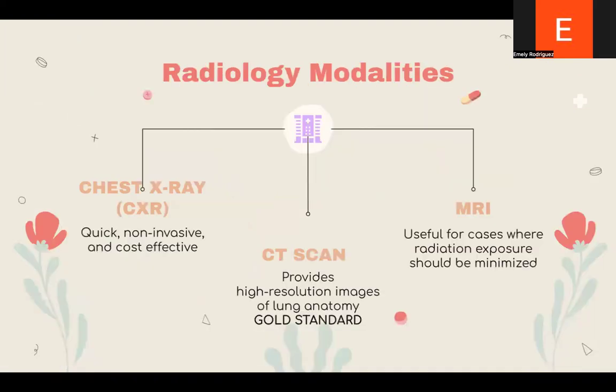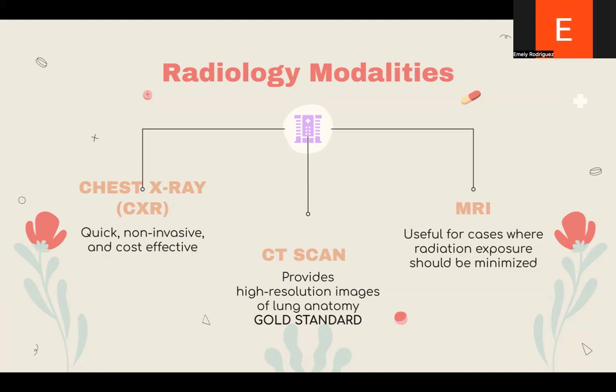Let's briefly review the main imaging tools used. Firstly, we have chest X-rays, which are first-line imaging tests for lung diseases. They are quick and cost-effective for initial diagnosis. Secondly, we have CT scans, which provide higher resolution images, making them essential for detecting lung nodules, tumors, and embolisms, giving us a more detailed view.